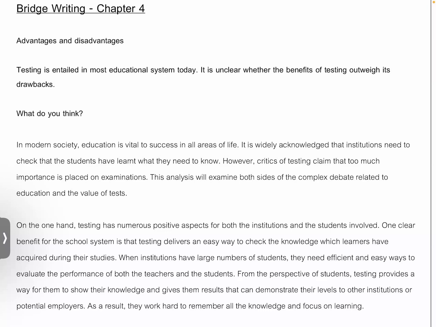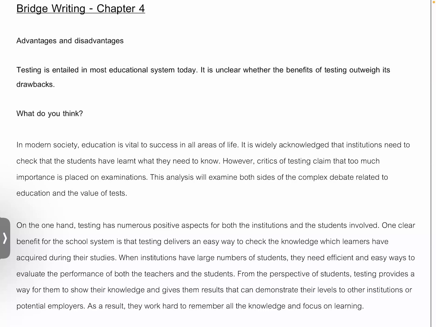All right. So if you think about it, this introduction is very similar to the previous example. This is a kind of discussion essay. Since it doesn't really want us to express any opinion, we don't have to say what we think at the end of the introduction. So if you look at the thesis statement, it just says that this analysis will examine both sides of the complex debate. So it basically gives you an outline of what it's going to do.